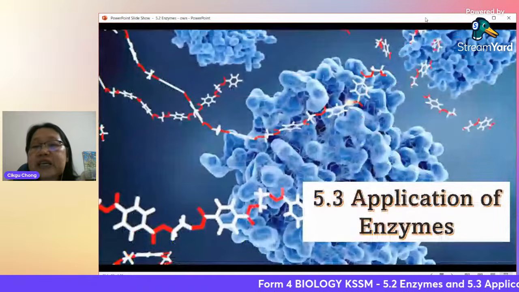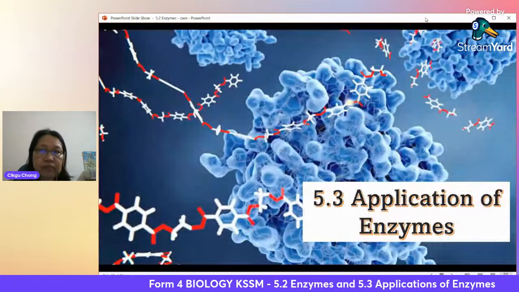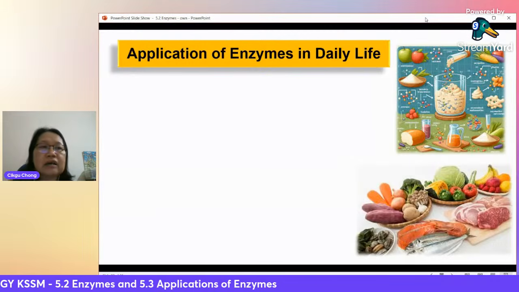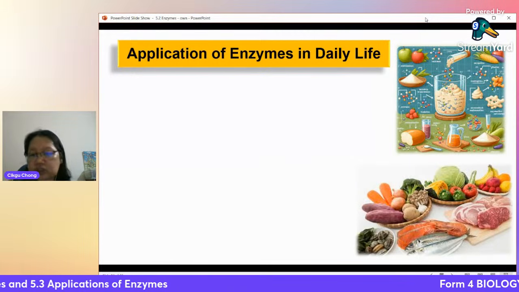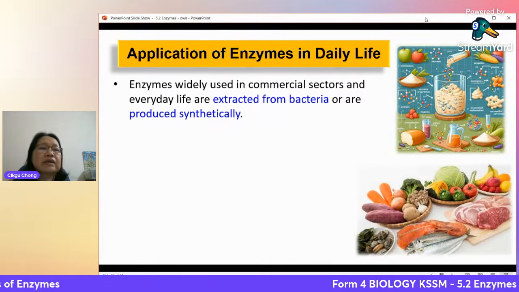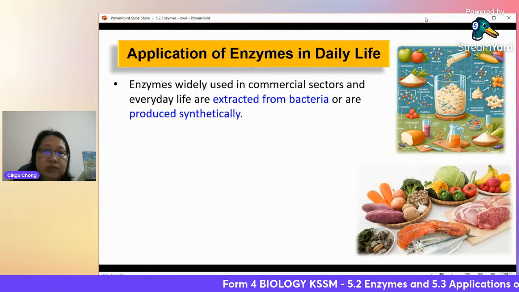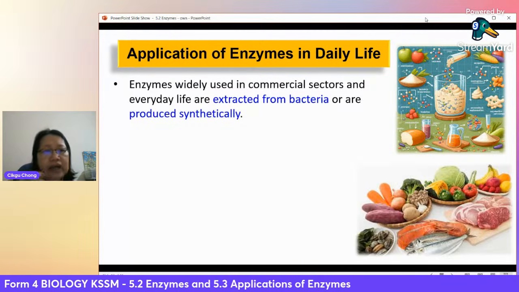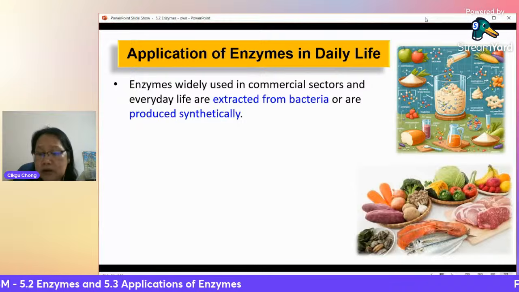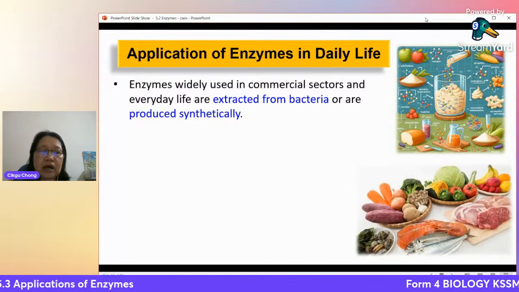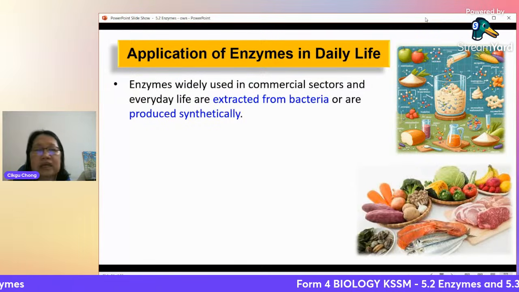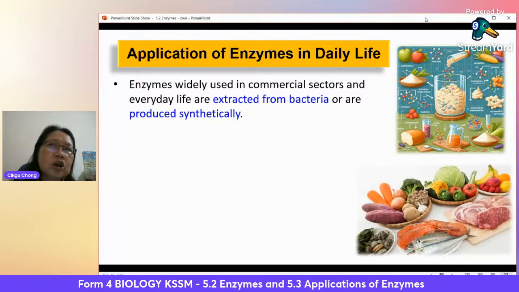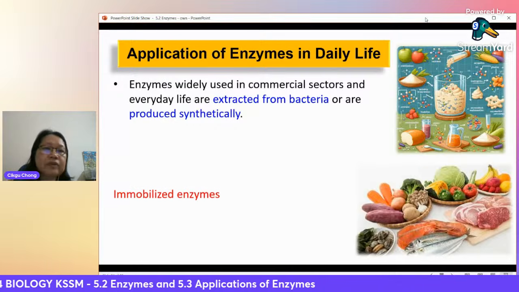Okay, lastly, application of enzymes. This is more of application examples. This is a common objective, right? And also structure. Now, in everyday life, we actually encounter a lot of enzymes. They are widely used in commercial sectors to produce certain products. Most of the enzymes are extracted from bacteria, and some are produced synthetically, that means man-made. We use them in our food processing industry, a lot of things, right? Even for processing paper, making cloth and everything. We use enzymes. We're going to see some examples.